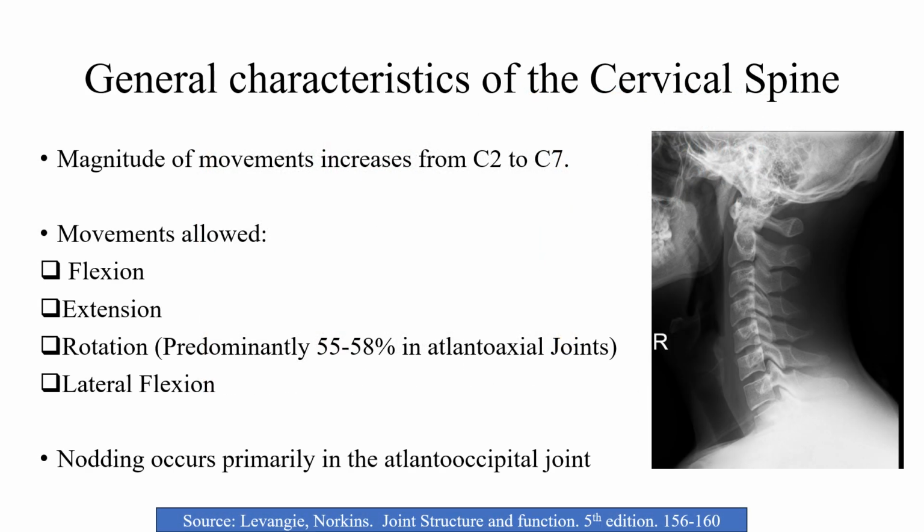Let us now look at the general characteristics of the cervical spine. First of all, the magnitude of movements, that means the degree of range of motion, increases progressively from C2 to C7. Moreover, the movements that are allowed are flexion, extension, rotation, and lateral flexion. And majorly at the atlantooccipital joint, we have a particular movement, nodding, that occurs there.